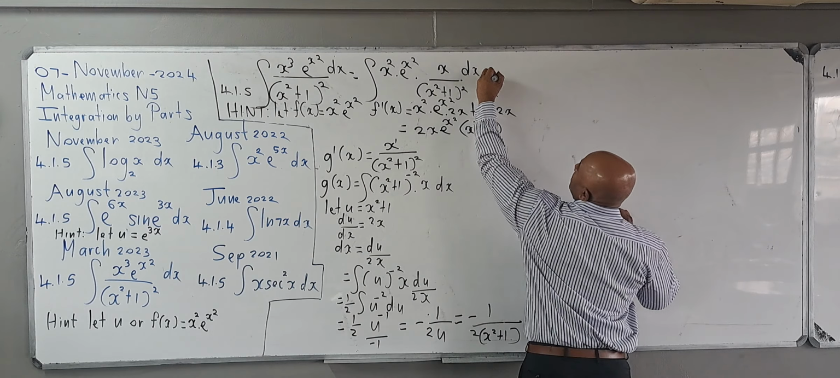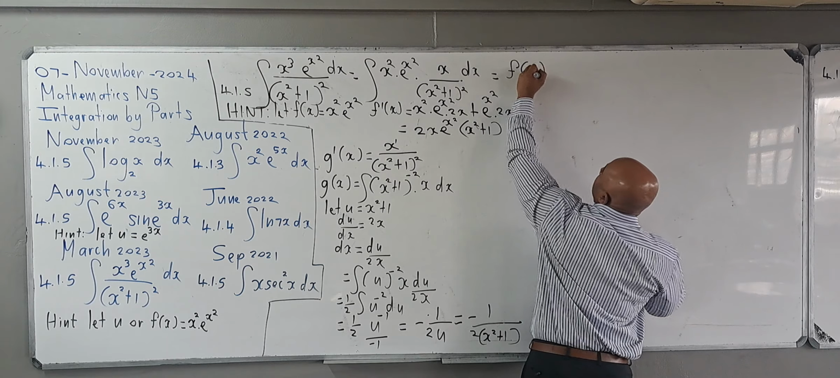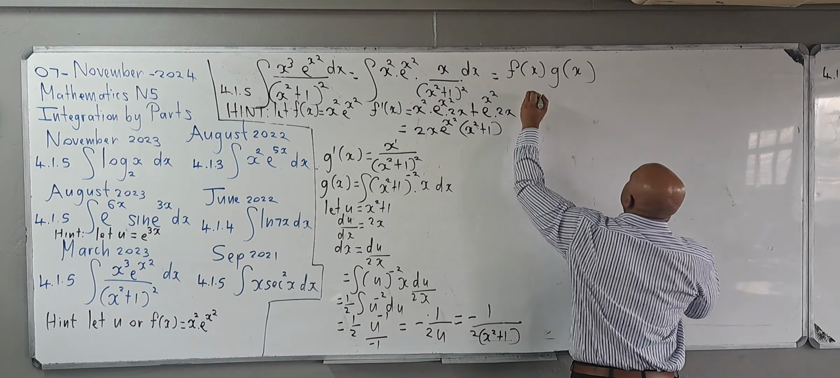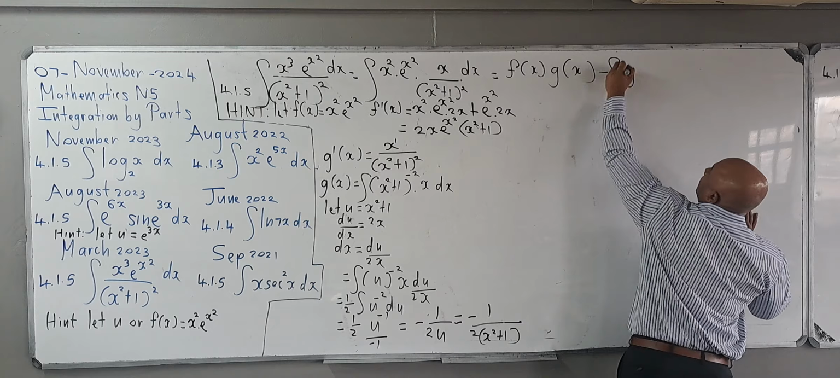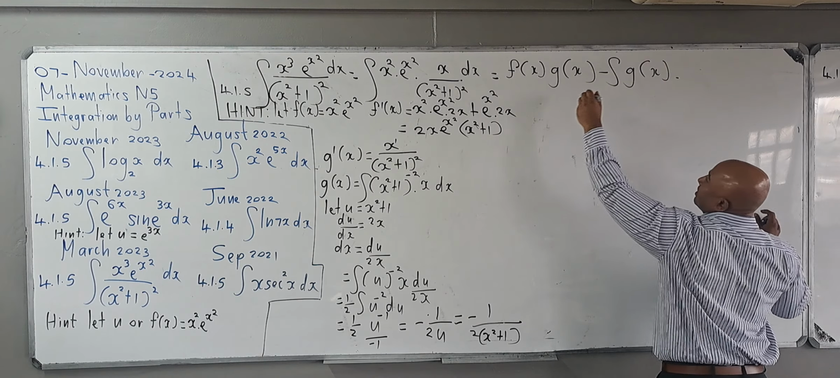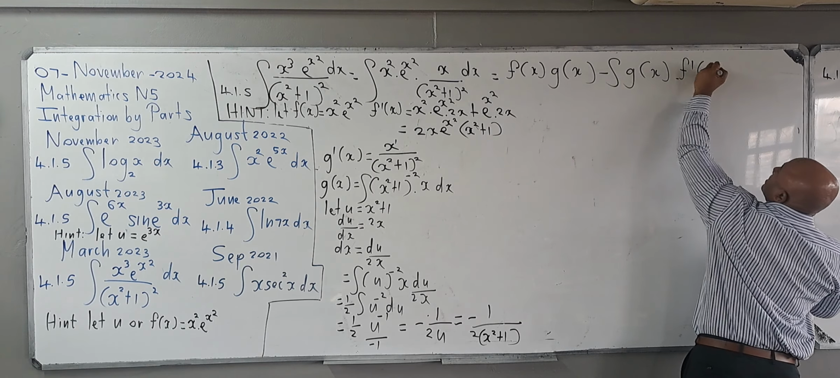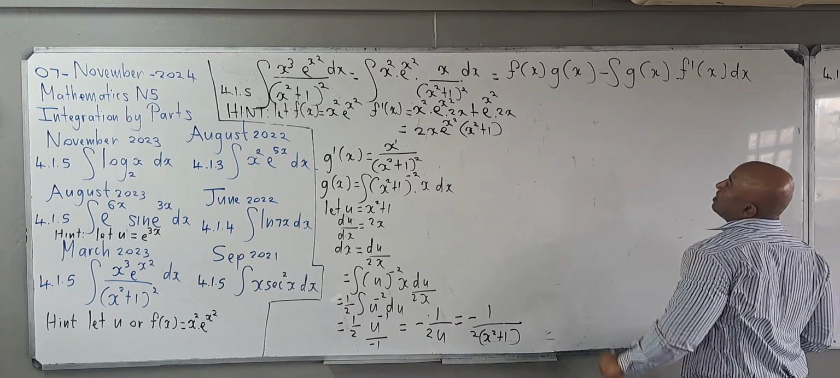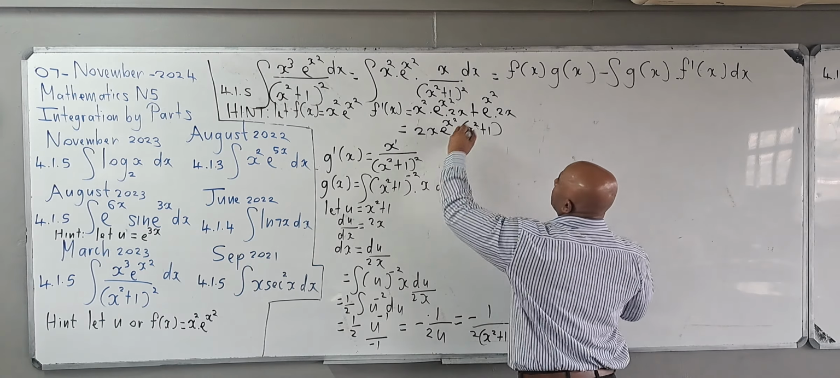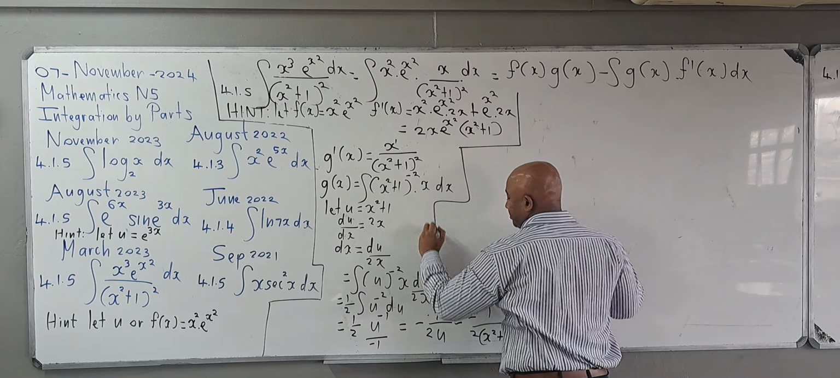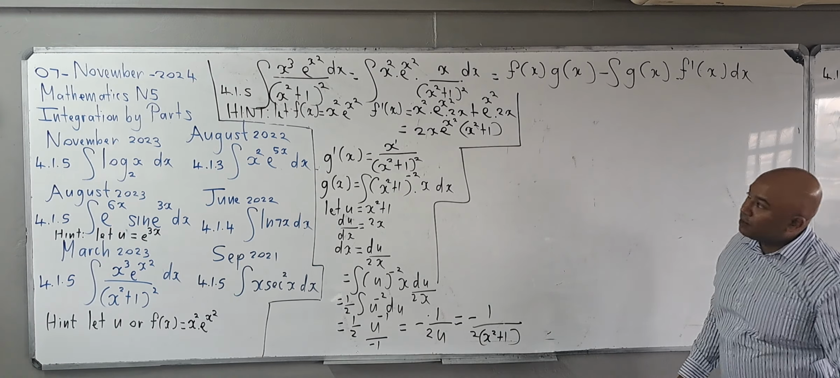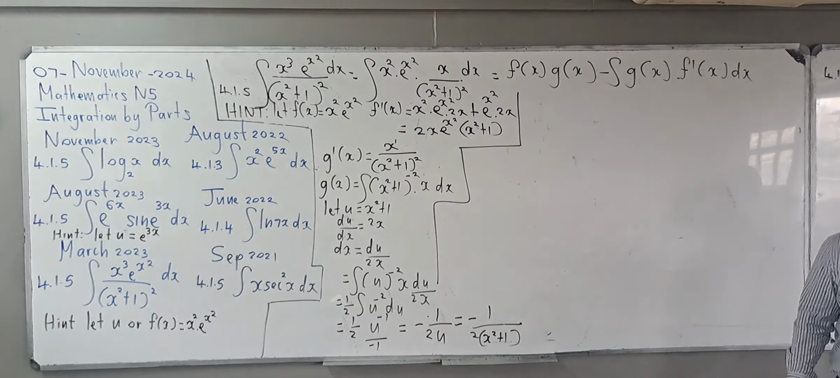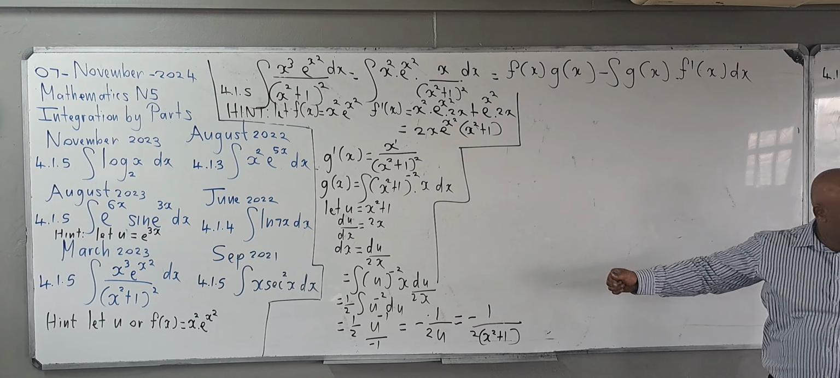Okay, so the formula is f of x times g of x minus the integral of g of x times f prime x dx. That is the formula to integrate. Now, let's do the substitution. Right, you need to be careful. There's a lot of work that has been already done here.